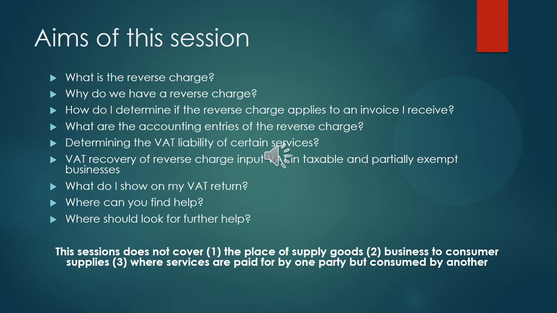What are the accounting entries of the reverse charge? I'm putting this in here because financial controllers and accountants want to know it, and you often don't get it from tax advisors. They say you need to debit and credit, you need to debit purchases, credit sales, which is obviously no help at all, because how do you actually do that on your accounting system? How do I charge myself VAT? It's not as simple sometimes as what they just say in advice papers.